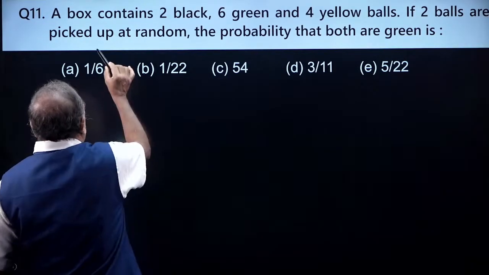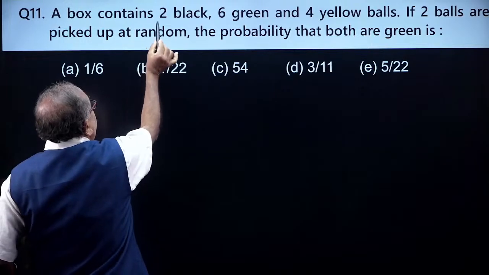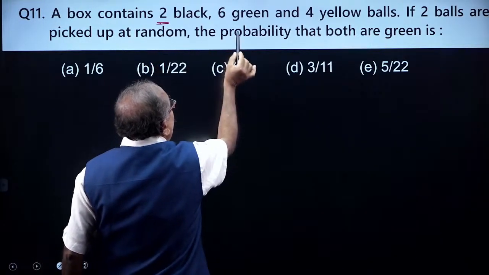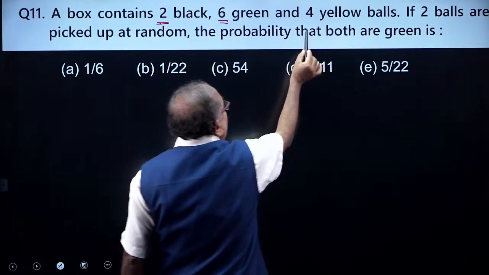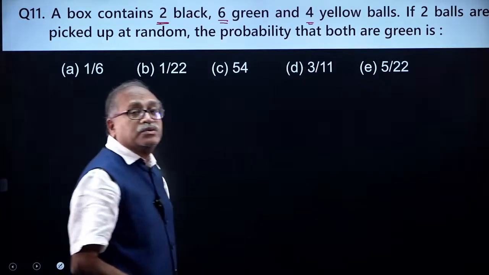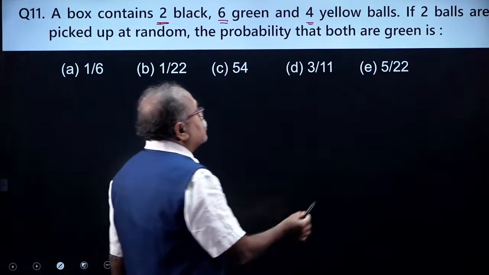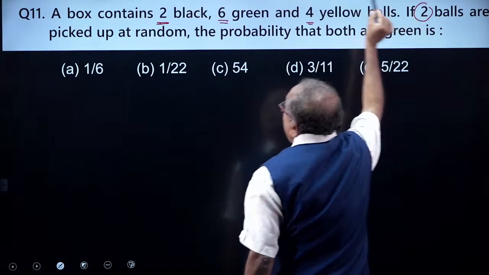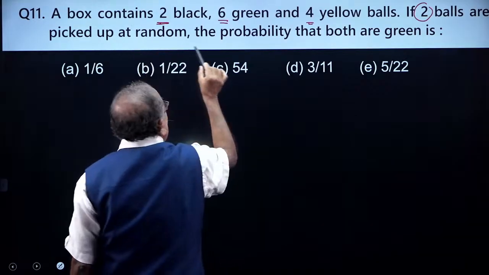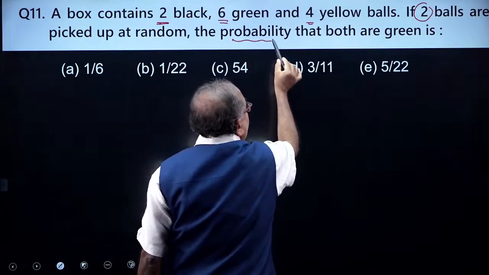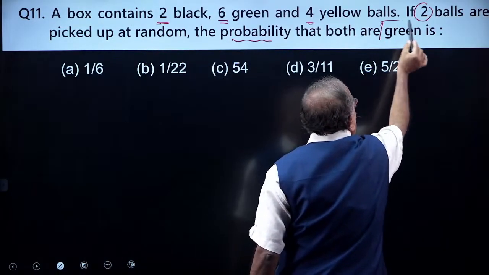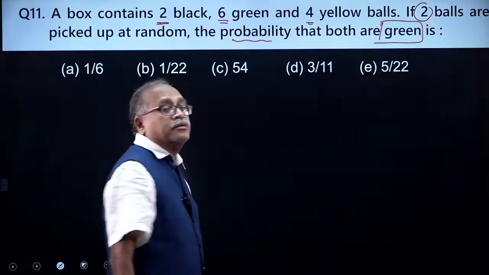Okay, a book contains 2 black, 6 green and 4 yellow balls. If 2 balls are drawn, picked up at random, what is the probability that they are green?